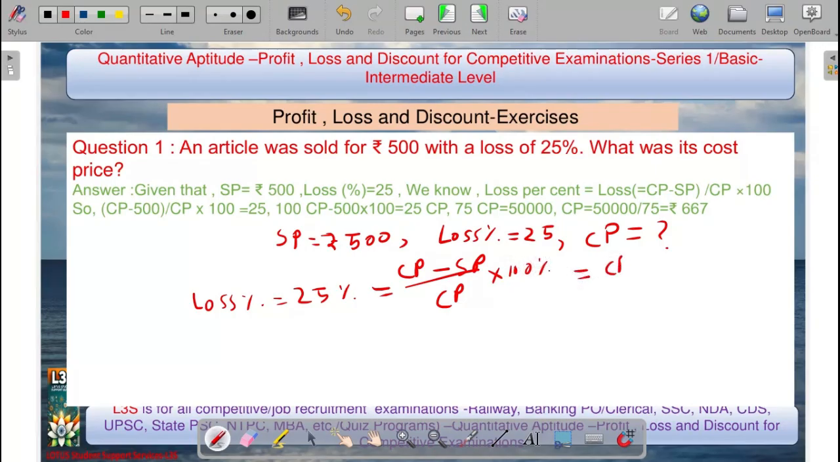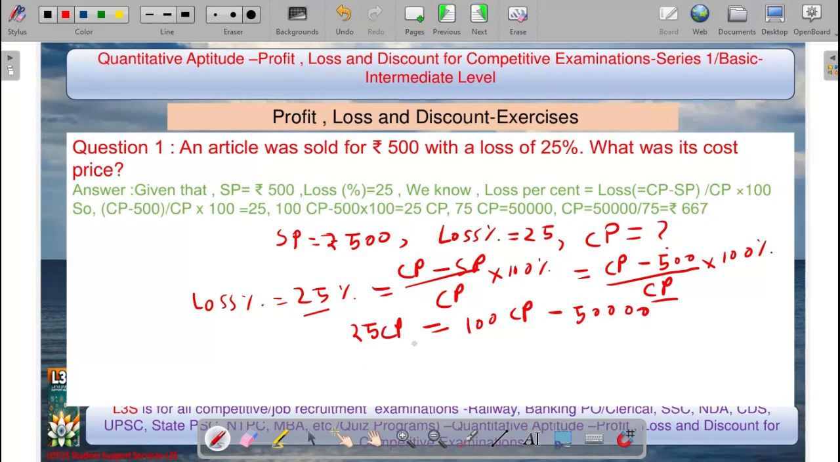So CP we don't know, SP is 500, and by CP into 100%. So we have to do cross multiplication, then we'll get 25 this one, and then it will be multiplied by CP. 25 CP equal to this 100 will multiply both the number, 100 CP minus 500 into 100. That is like this. Now we simplify.